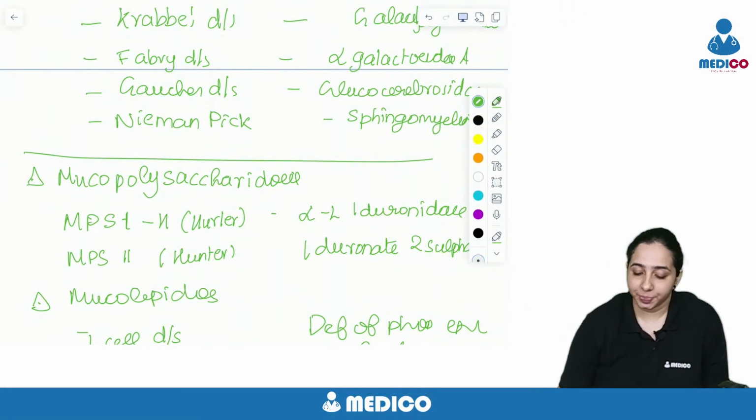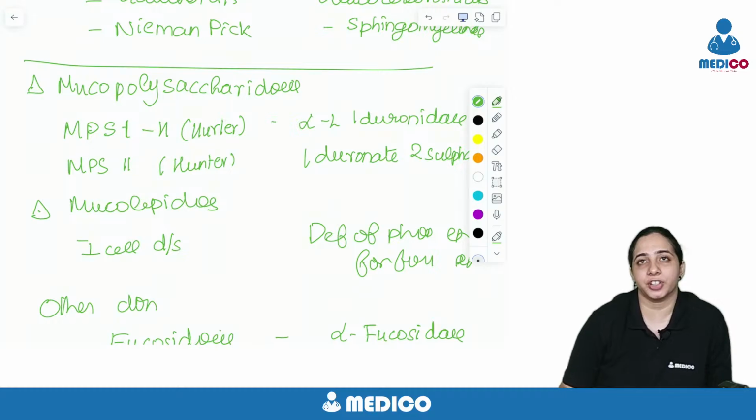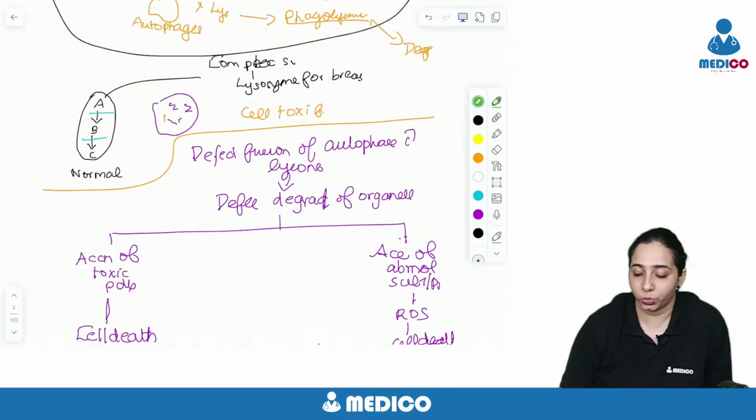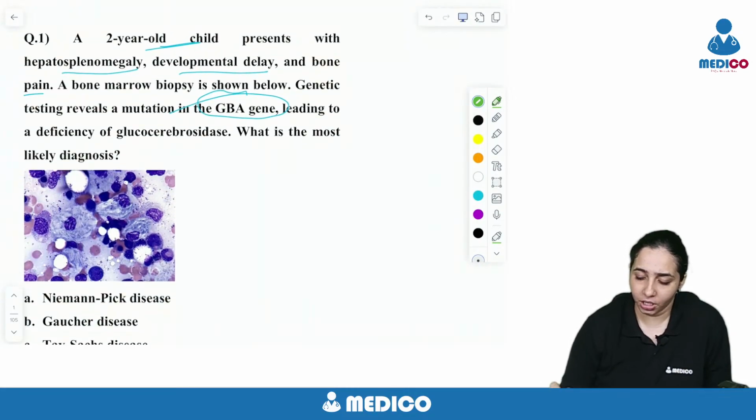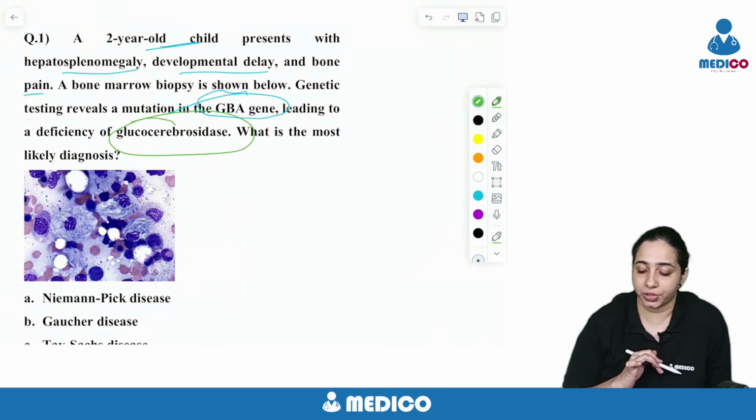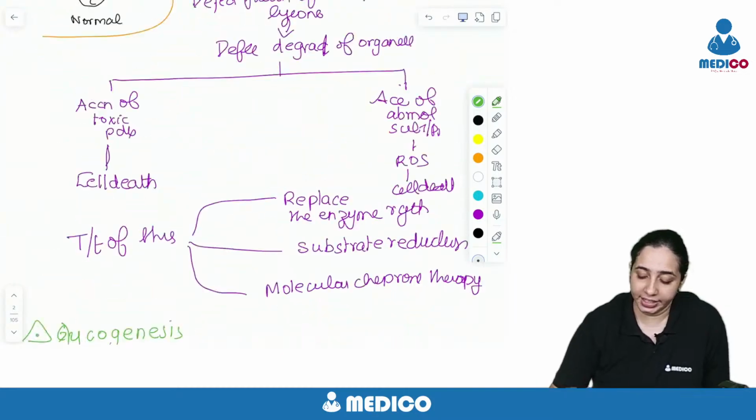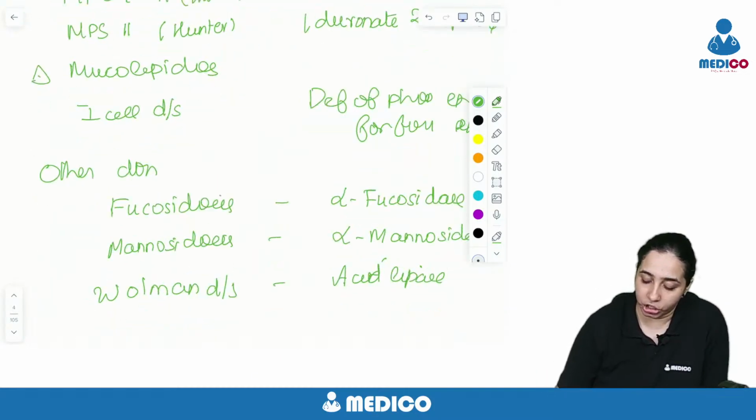So welcome back. We were talking about the different lysosomal enzymes. So let us look at what the question was about. You have a lysosomal enzyme disorder with hepatosplenomegaly, developmental delay, and deficiency of glucocerebrosidase. So what is that? That is Gaucher's disease. Let us see what we mean by Gaucher's disease.